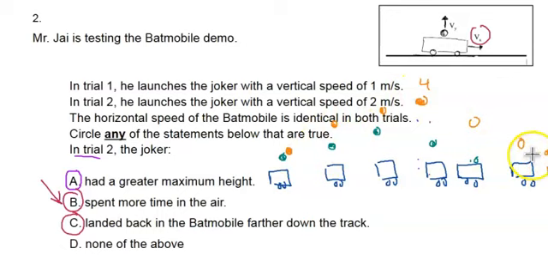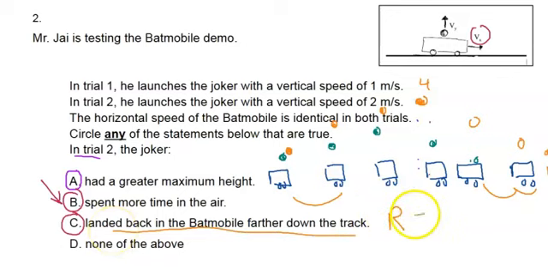So since it's in the air longer, the Batmobile went 2 more. No, you would have 2 more images of the Batmobile. So it also lands farther down the track. Okay, so this is just a different way of reinforcing the fact that the range of a projectile is affected both by the horizontal speed and the time in the air. That one's kind of tricky.